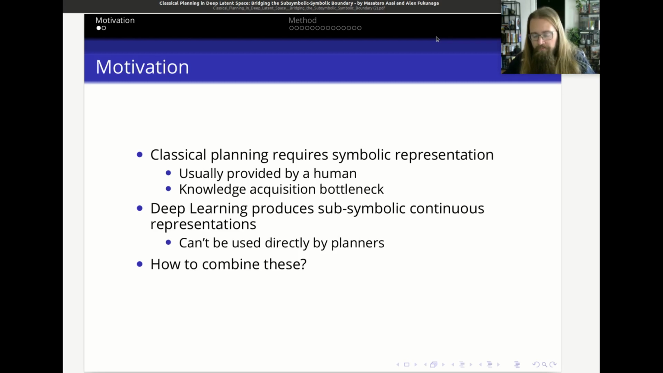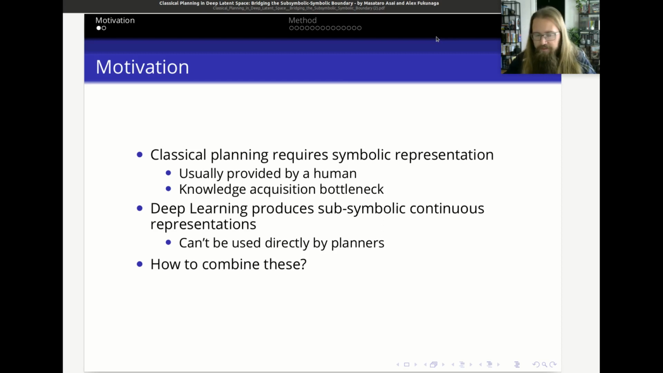So in classical planning, you usually have a symbolic representation of your domain and your current problem state. And these are usually provided by a human, so-called knowledge engineering. And because this requires a human to input the knowledge, the knowledge acquisition bottleneck arises. And deep learning is good at producing sub-symbolic continuous representations from observations, but these sub-symbolic representations can't be used directly by planners.